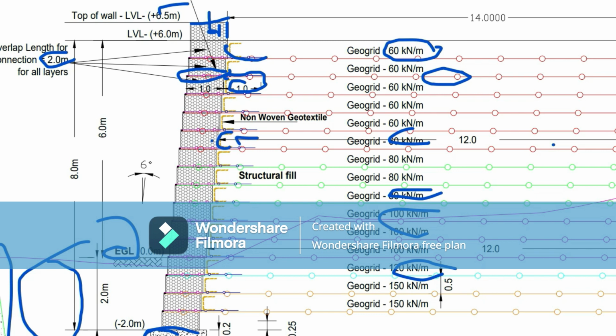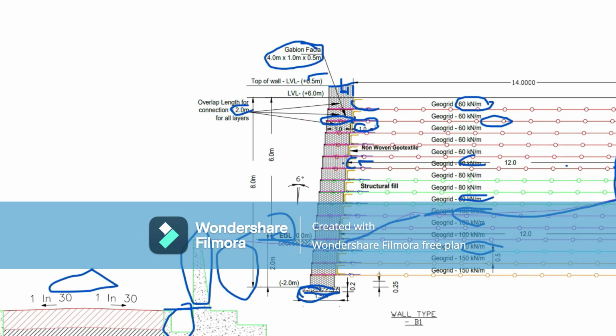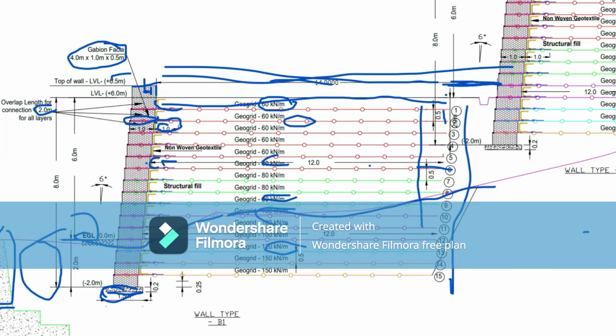So, the water level is existing here. The first berm is 14 meters wide, but the geogrid provided is 12 meters, and every layer is 0.5 meter, 500 mm. This is the reinforced wall with 12 meters of reinforced soil and 2 meters of unreinforced soil.